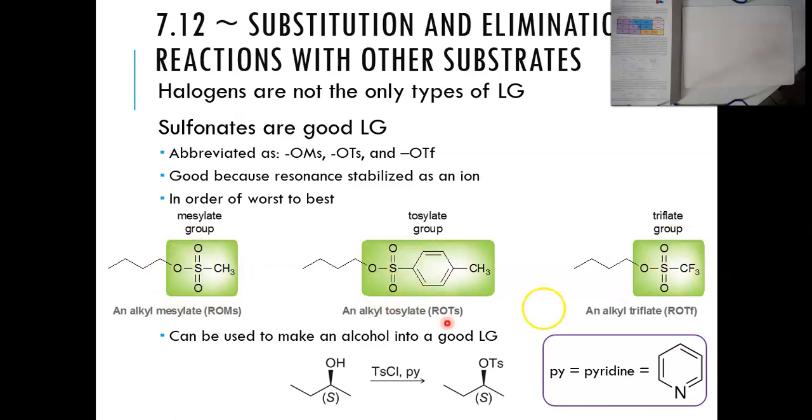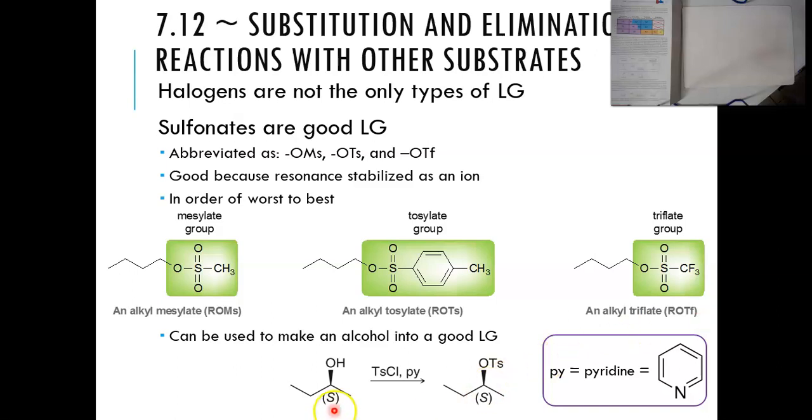SO3R, SO3R. These are in order of the worst to the best. Now they're all good leaving groups, but just in comparing each other. It's called a mesylate, which we abbreviate as an MS, a tosylate, TS, and a triflate, a TF. We use these to turn an alcohol into a better leaving group.